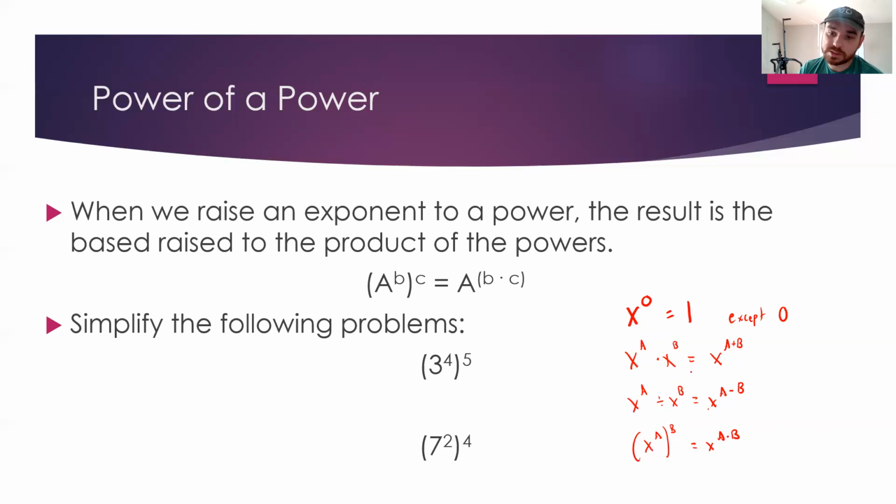So when we're multiplying exponents, we add them together. When we're dividing exponents, we subtract them. And when we're raising an exponent to another exponent, we multiply the exponents together.